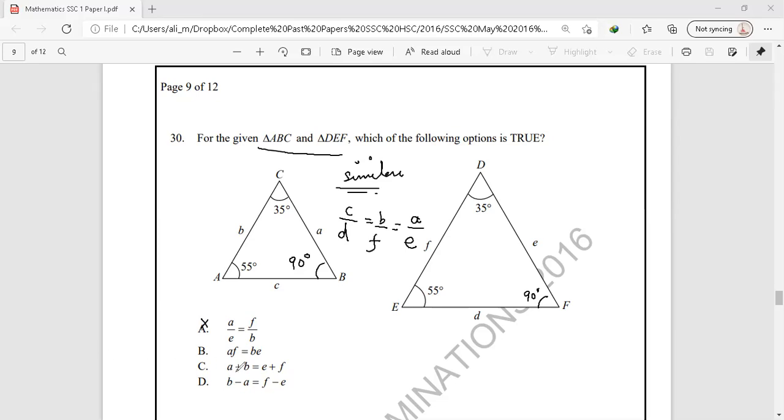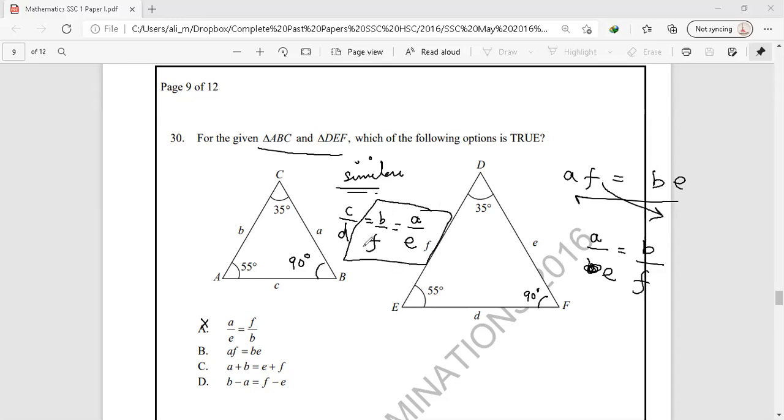Then AF is equal to BE. If we take E on the other side, that would be divided, and F to the other side, and it will also be divided. So we will get A over E would be equal to B over F. This is the correct ratio of these triangles. B over F equals A over E. So we have the correct option, that is option number B, for this last question of this year.